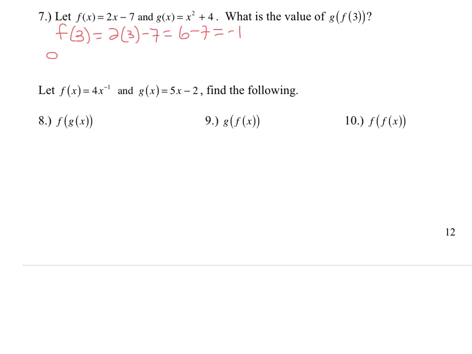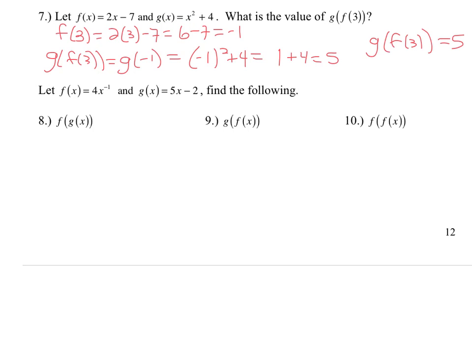So they want g of f of 3. Well, f of 3 was just found to be -1. So I'm going to plug that here in place of f of 3. So I've got g of -1. So now I'm using my g function, I'm replacing x with -1. So our final answer, g of f of 3 equals +5.